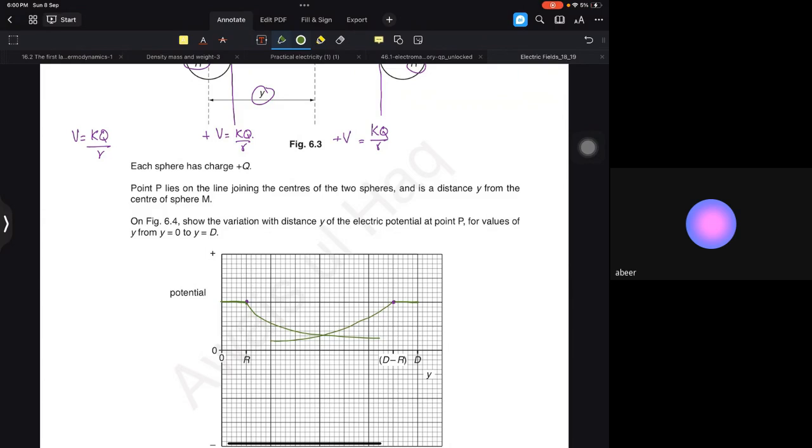The net graph they're asking for, we add all the potential at each individual distance, and it is going to give you a line like this. So you can erase the other lines, and it should look like this. Is that clear, kids? It will always look like this. Okay. Right.